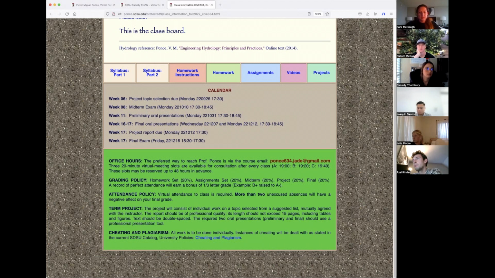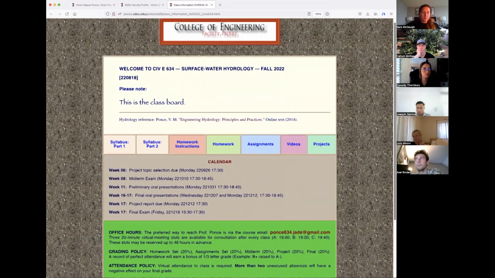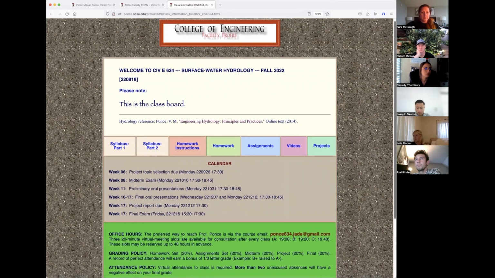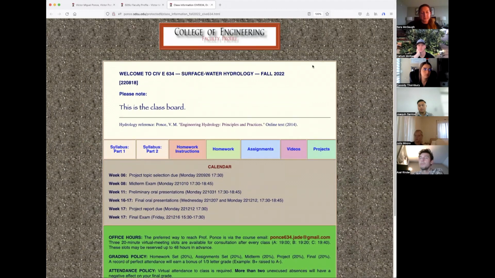Instances of cheating will be dealt with as stated in the current catalog. The current catalog has a way. I'm not going to be picky about it, but if I find clear evidence of cheating on an exam or something like that, I will take the appropriate action following university policies. Are there any questions about what I said in the last 10-15 minutes?